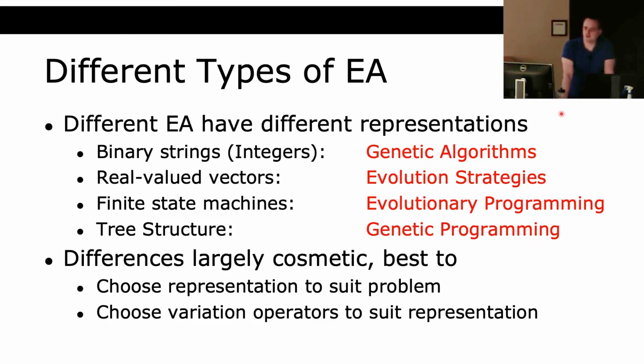The differences are largely cosmetic. So it's best to choose a representation to suit the problem, right? And choose variation operators to suit the representation. So you're looking at your problem. For our assignment, we're going to be trying to solve a Sudoku puzzle. And so a natural way to represent a Sudoku board is a list of integers, right? Because Sudoku has integers in it. But if I wanted to use an evolutionary algorithm to write a program to do something, which you can, then you could represent your code in a tree structure. And I'll show an example of that a little bit later.